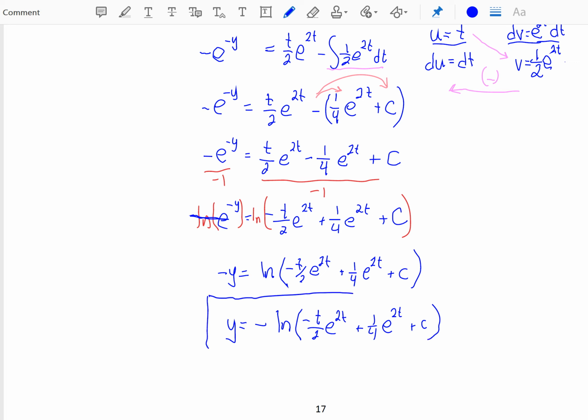There was a good bit of algebra in this problem. But this does get us down to the general solution of this differential equation.